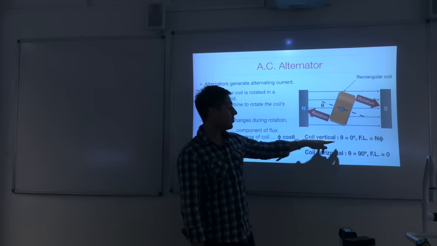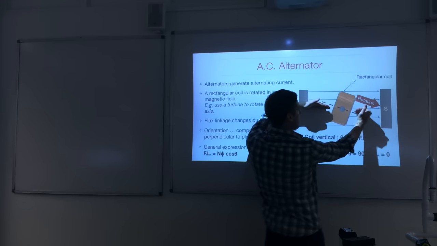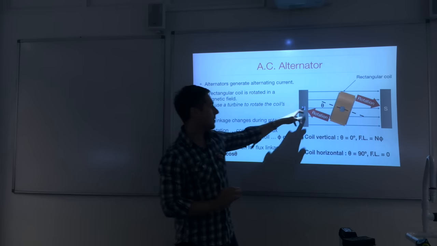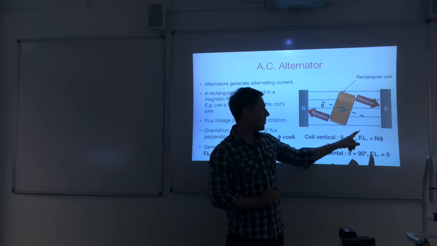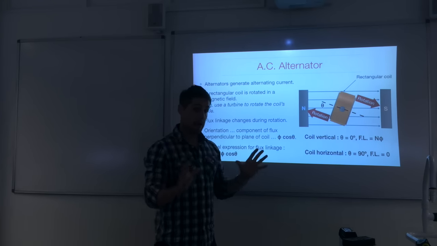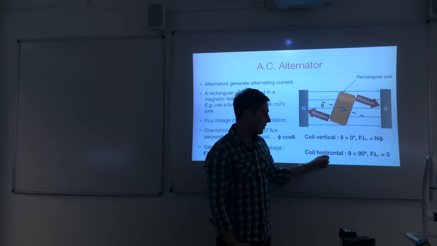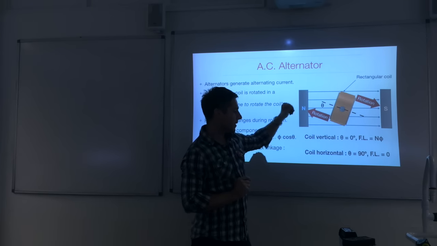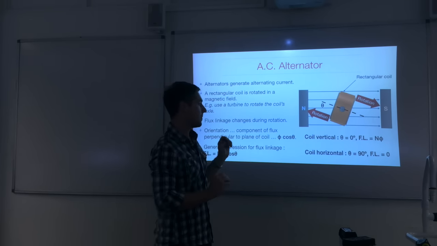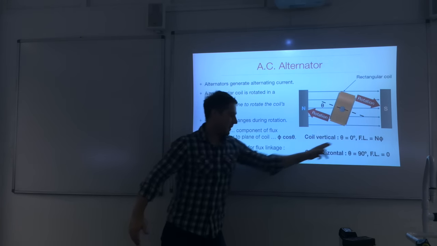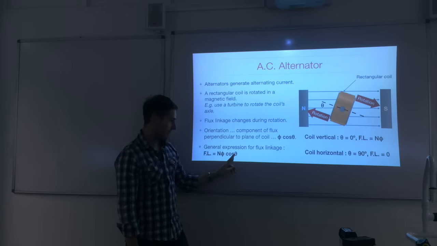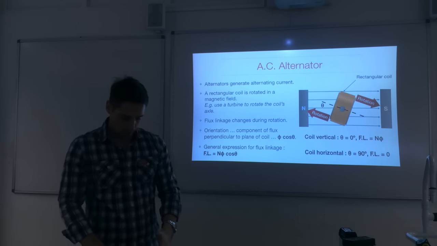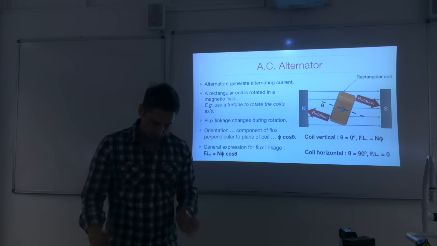When the coil is vertical, theta will be 0. So if we rotate that so it's vertical, those two lines are parallel, the field line and the dotted line here. So theta is 0, flux linkage will be equal to n phi, that's our maximum flux linkage. When the coil is horizontal, theta will be 90 with the flux lines, so the flux linkage will be 0. Okay, so cos of 0 is 1, cos of 90 is 0, giving us 0 flux linkage. Okay, so that's how flux linkage changes during the rotation.